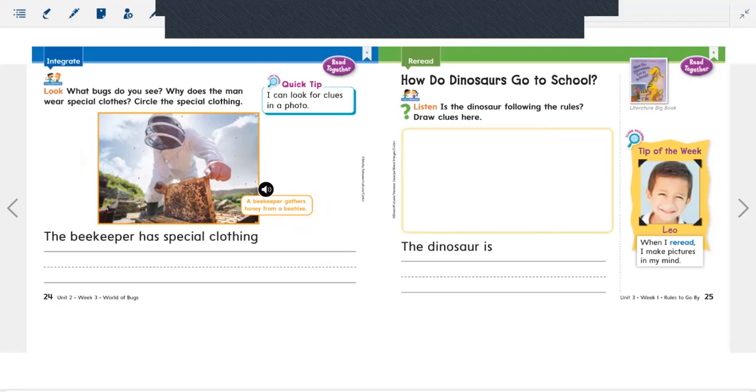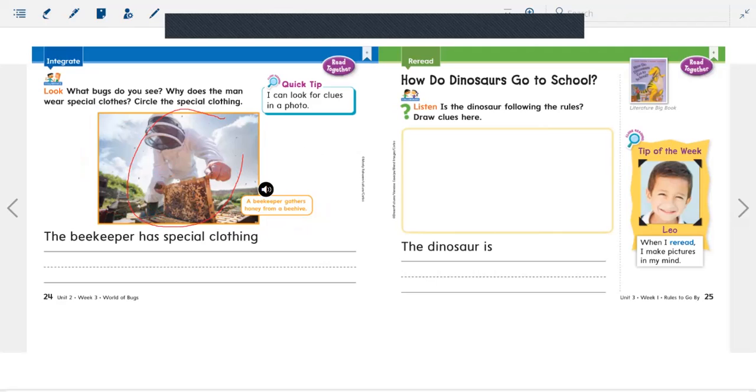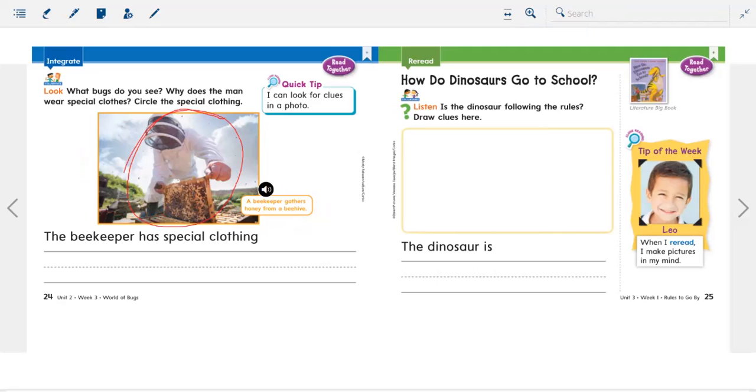Well, it's to protect himself from the bees because bees can sting. So he wears protective clothing. Here is his protective clothing. We're going to circle it. He has something on his head. He can see through it, and he's protecting his body so he doesn't get stung. Over here, it says a beekeeper gathers honey from a beehive.